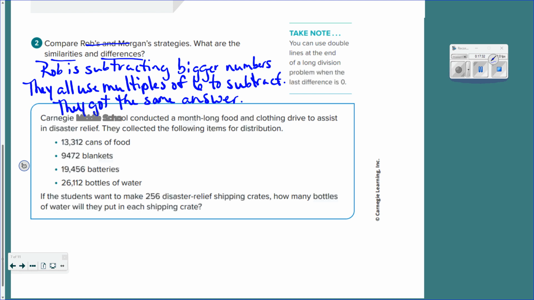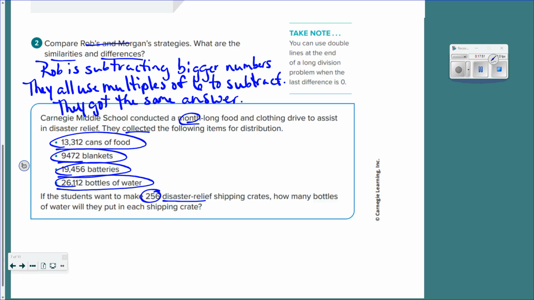Okay, Carnegie Middle School did a month-long food drive and clothing drive to assist in disaster relief. They collected the following items: 13,212 cans of food, 9,472 blankets, 19,456 batteries, 26,112 bottles of water. If they want to make 256 disaster relief shipping crates, how many bottles of water will they put into each shipping crate? How would I figure that out?